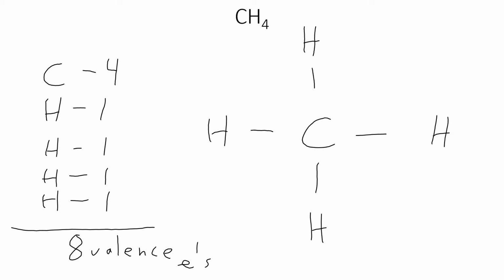Hydrogen, though, doesn't get an octet. Hydrogen can't have 8. It's too small to be able to handle 8 electrons. Hydrogen follows a different rule. Hydrogen follows what we would sometimes call the duet rule. Hydrogen gets 2 electrons around it. You can see each hydrogen already has 2 electrons around it from the bond that it's involved with the carbon.